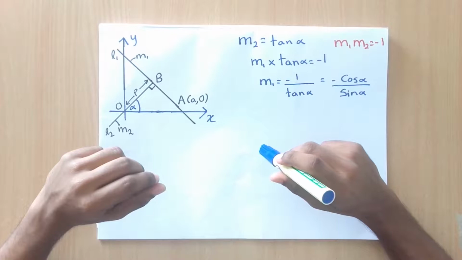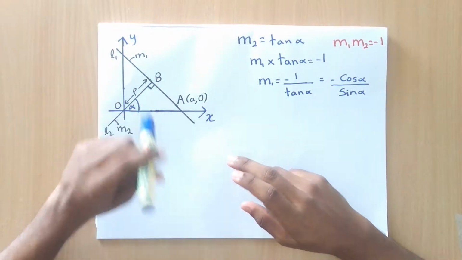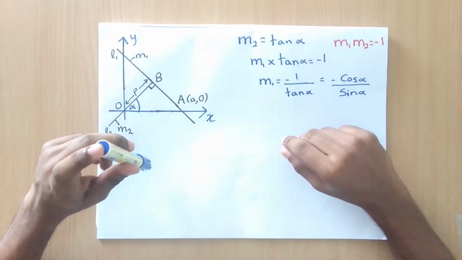Today we will be discussing an important form of the straight line, the perpendicular form. This is also called the normal form of the straight line.